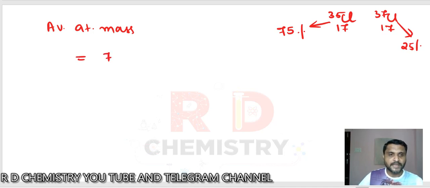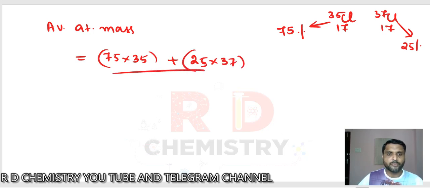It is the percentage into the mass number, 75% into 35, plus 25% into the mass number 37, and the total percentage should always be 100. So this will give 35.5, and that is the atomic mass of chlorine that we take. We take a fraction, right?